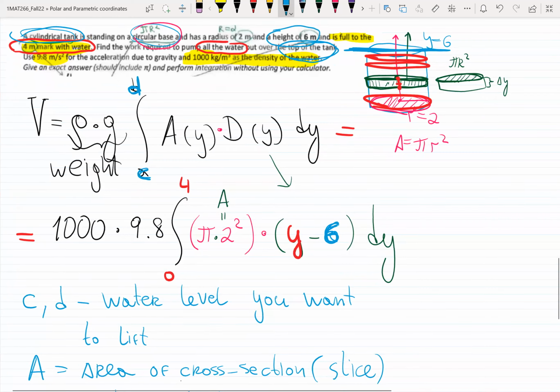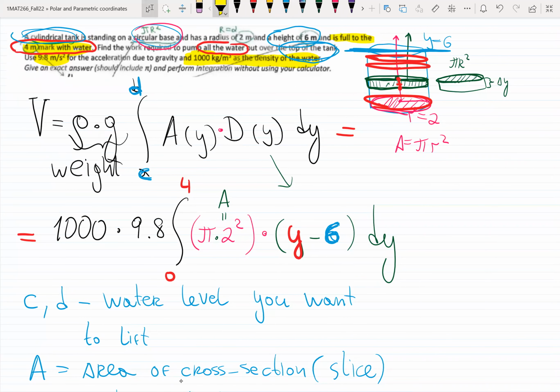So we only have 3 numbers to choose from here. Where does the 4 go? 4 is the water mark, so from 0 to 4. 2, that's the radius. That's going to be part of the area. Finally, D tells you how far the water will go, and it says 6 meters. If there's a fountain, then it will not be 6 meters. But in this case, there's no fountain.